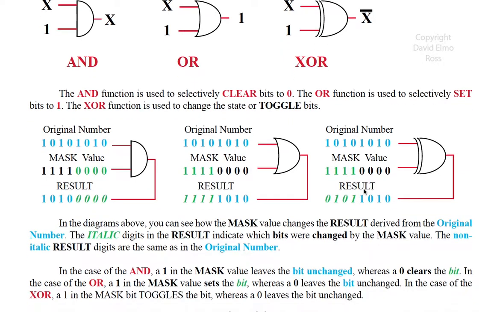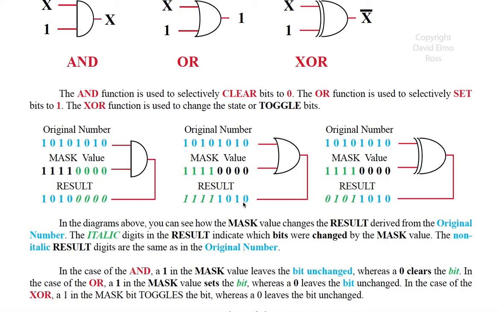Let's take a look at an original number of AA and a mask value of F0 for all these three functions. So if you take a look, we have our original number in blue, and the 1010 part of it gets through completely unchanged because we are ANDing with 1s, where the bits get completely unchanged by this function. However, if you take a look at 1010, if you AND it with 0s, those bits are masked out or zeroed by this function. Here's the original number in blue.